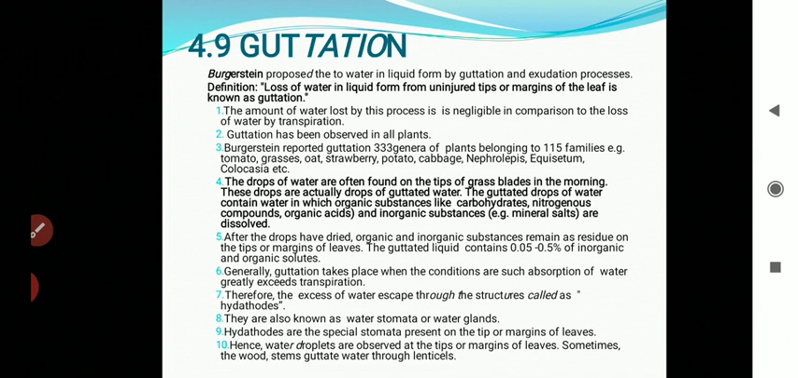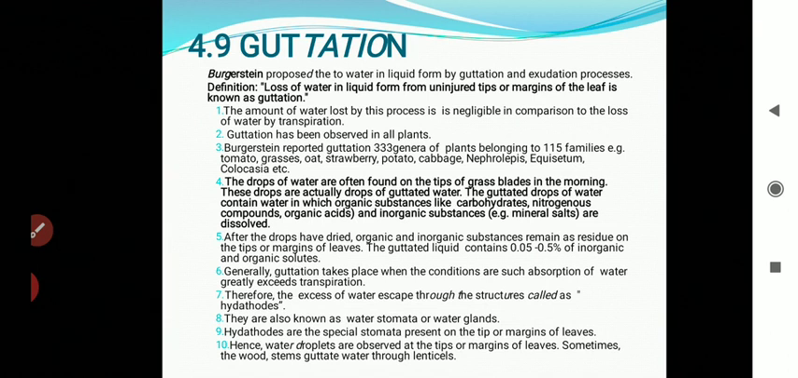Bernstein reported guttation in 333 genera of plants belonging to 115 families. For example, tomato, grasses, oat, strawberry, potato, cabbage, nephrolepis, equisetum and colocasia, etc. The drops of water are often found on the tip of grass blades in the morning. These drops are actually drops of gutted water. The gutted drops contain water in which organic substances like carbohydrates, nitrogen compounds, organic acids and inorganic substances like mineral salts are dissolved.